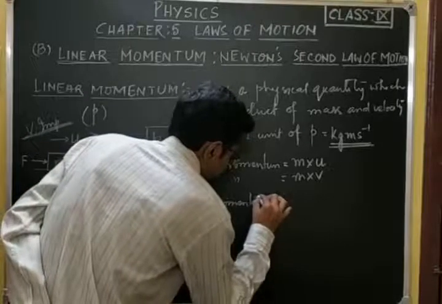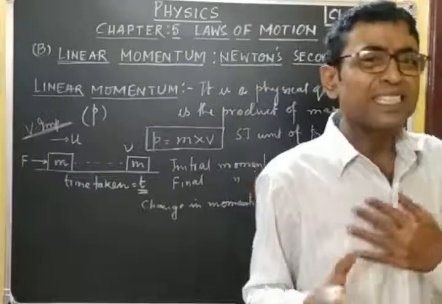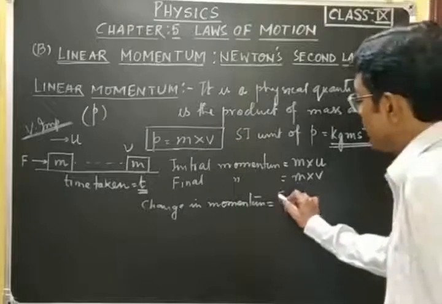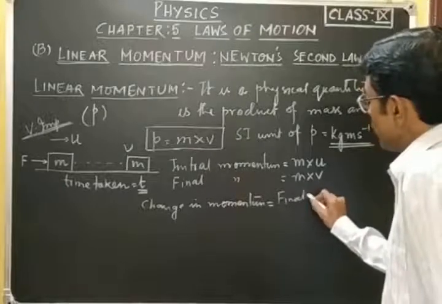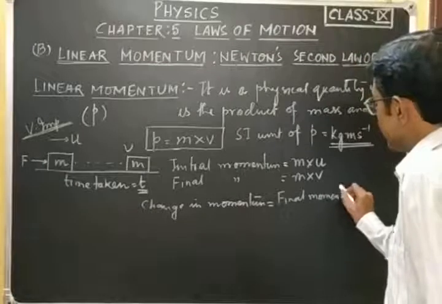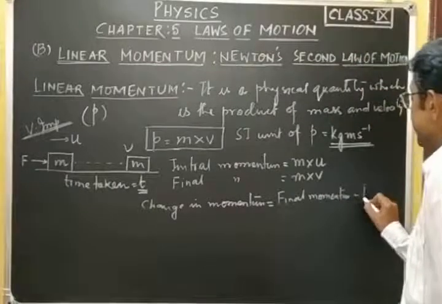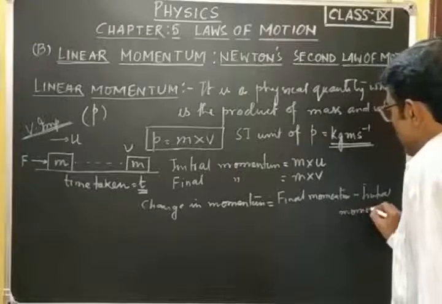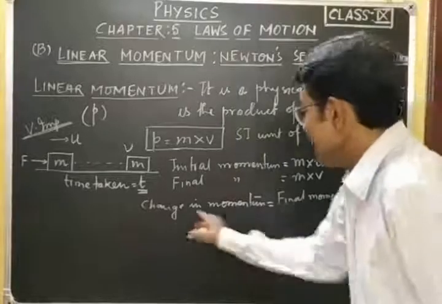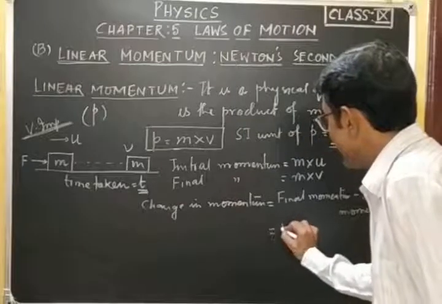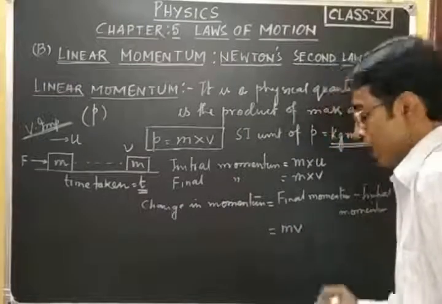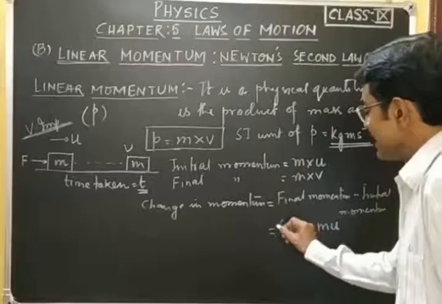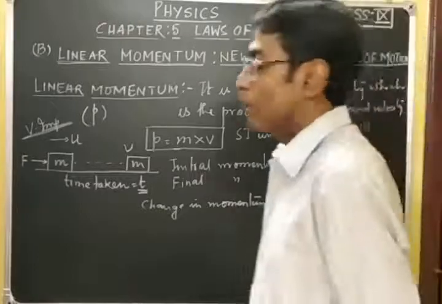Change means final minus initial. In some cases, initial minus final. So I will be taking final momentum minus initial momentum. So for the change in momentum, I can write final momentum is mv and initial momentum is mu. So mv minus mu is the change in momentum of the body.